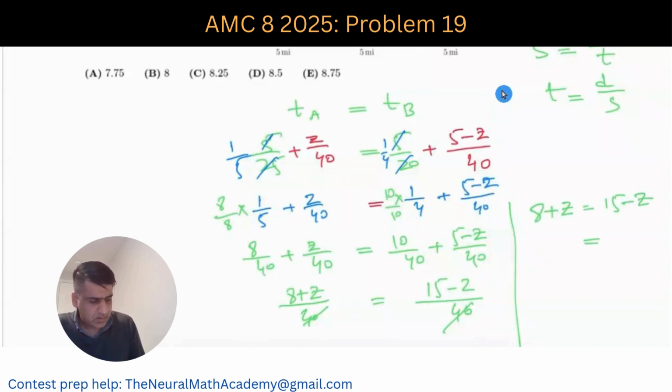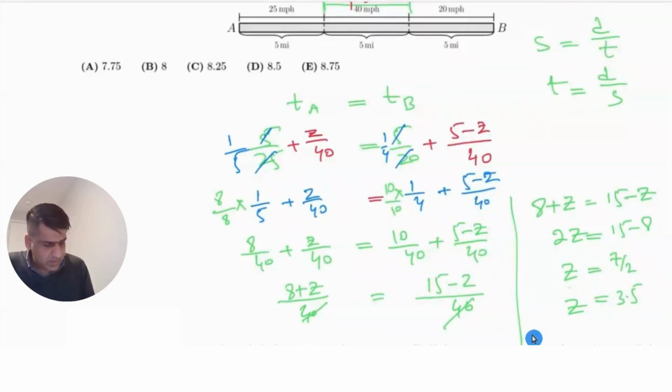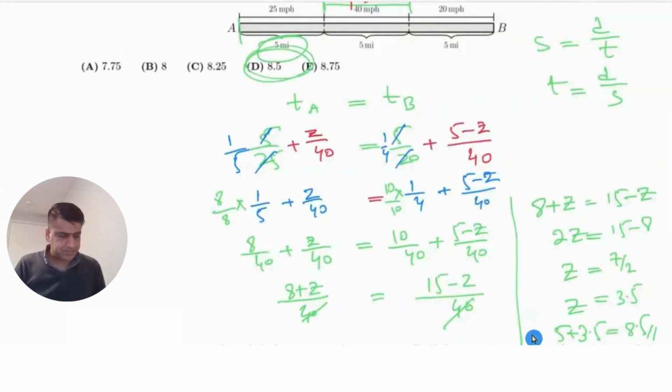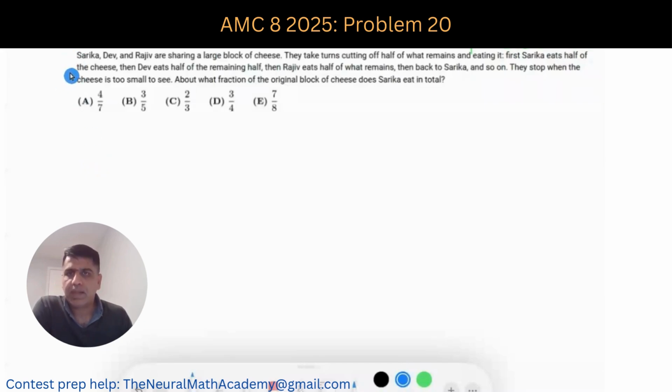And then if I rearrange, I get this, and then if I calculate, I will then get 7/2, that is 3.5. So answer will be then 5, that is from distance from this end, 5 miles plus 3.5 miles, and 8.5 miles will be the answer. So that is D. So let's look at the next problem.